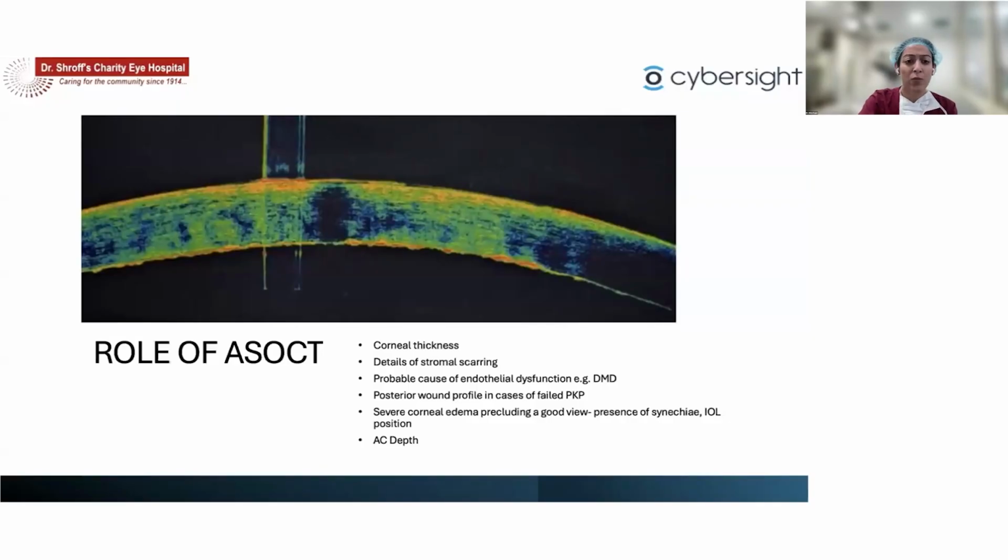How does the ASOCT add value when on the slit lamp, we can already almost gauge the thickness of the cornea and also the level of scarring? So ASOCT will ascertain the exact thickness of the cornea and the details of stromal scarring, because like we read earlier, stromal scarring is a contraindication to doing an endothelial keratoplasty. It also shows the probable cause of endothelial dysfunction, whether it is a DMD or something else, and the posterior bone profile in cases of a failed graft. If there is severe corneal edema, which precludes a good view, if there's presence of synechiae, what is the IOL position? All of that can be ascertained with an ASOCT, and also the AC depth.